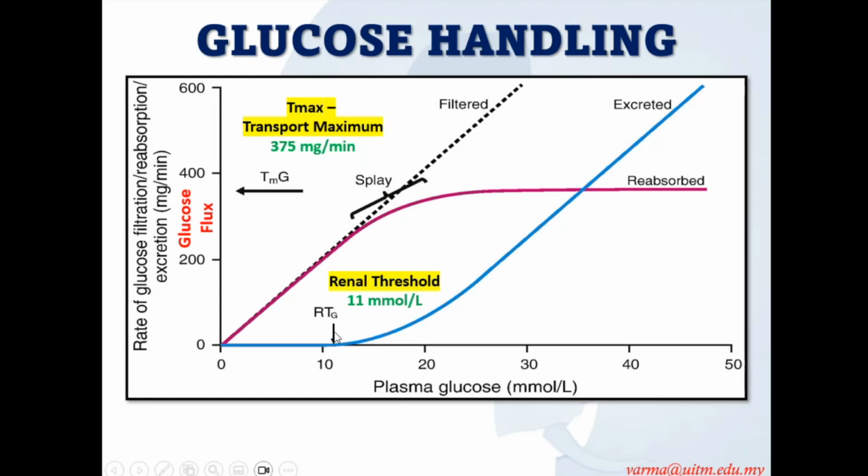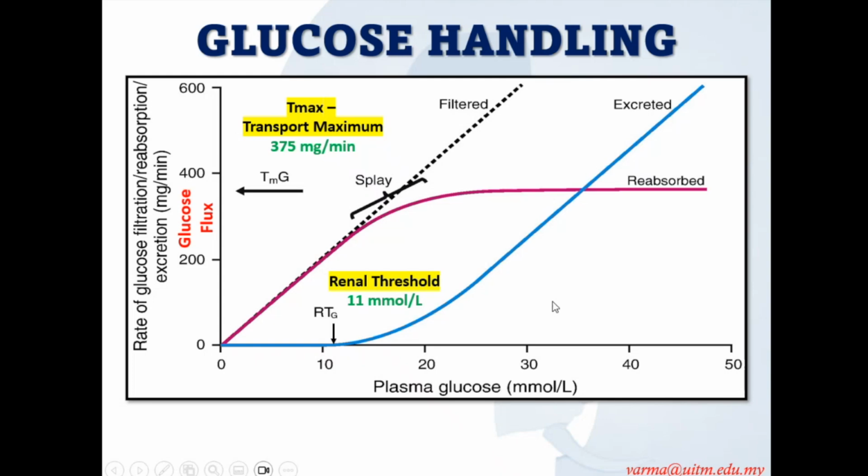If your serum glucose is more than 11 millimole per liter, it means the filtrate that comes with your glomerulus has a glucose of more than 11 millimole per liter, and the transport maximum is achieved. So beyond that limit, whatever glucose is being filtered will not get reabsorbed because it already meets a plateau. It will get excreted. So the excretion of glucose will be linear with the filtration of glucose beyond a renal threshold of 11 millimole per liter.